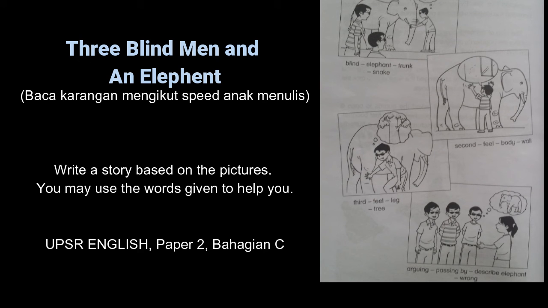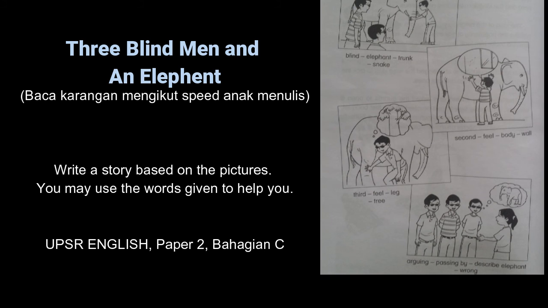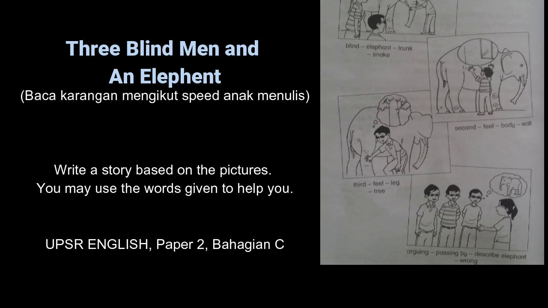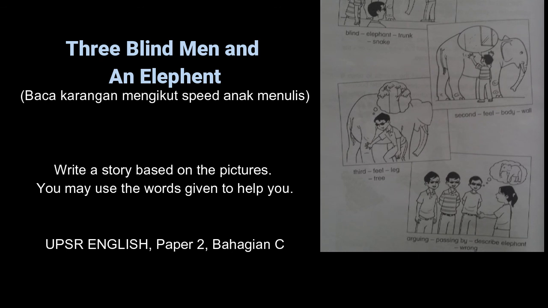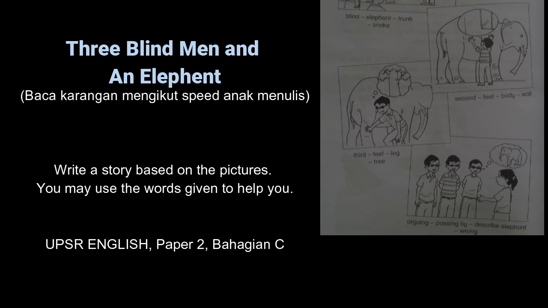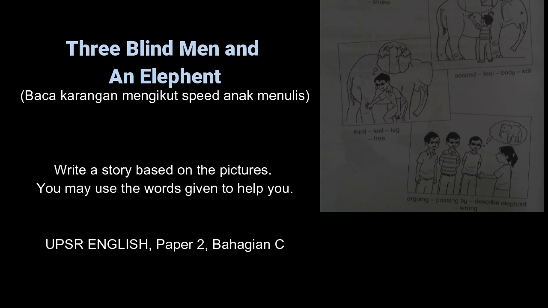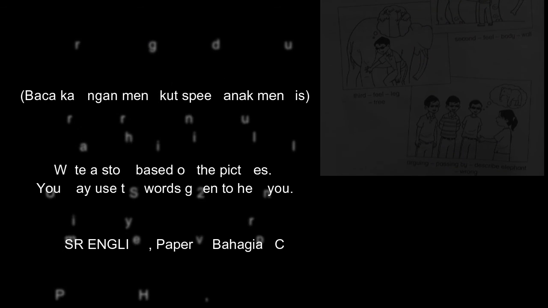As the little girl was describing the elephant, comma, the three blind men realized that they were arguing in vain. Full stop. They were all wrong. Full stop.